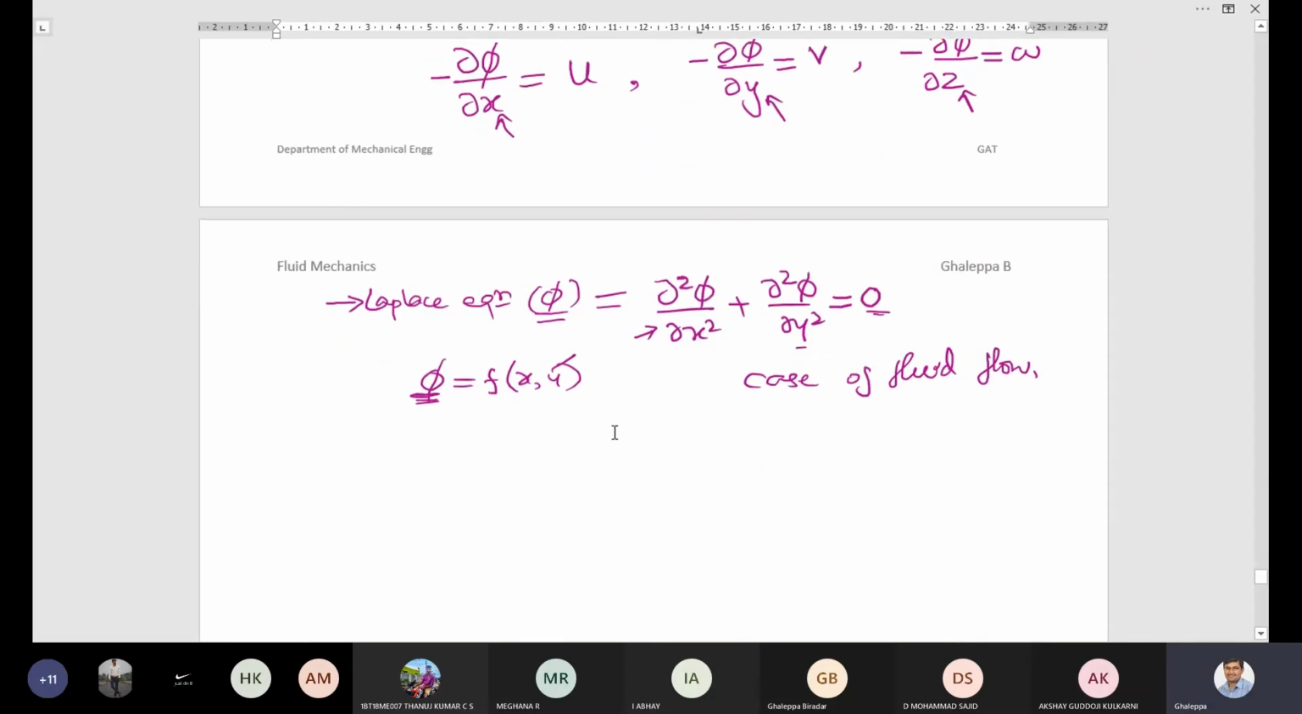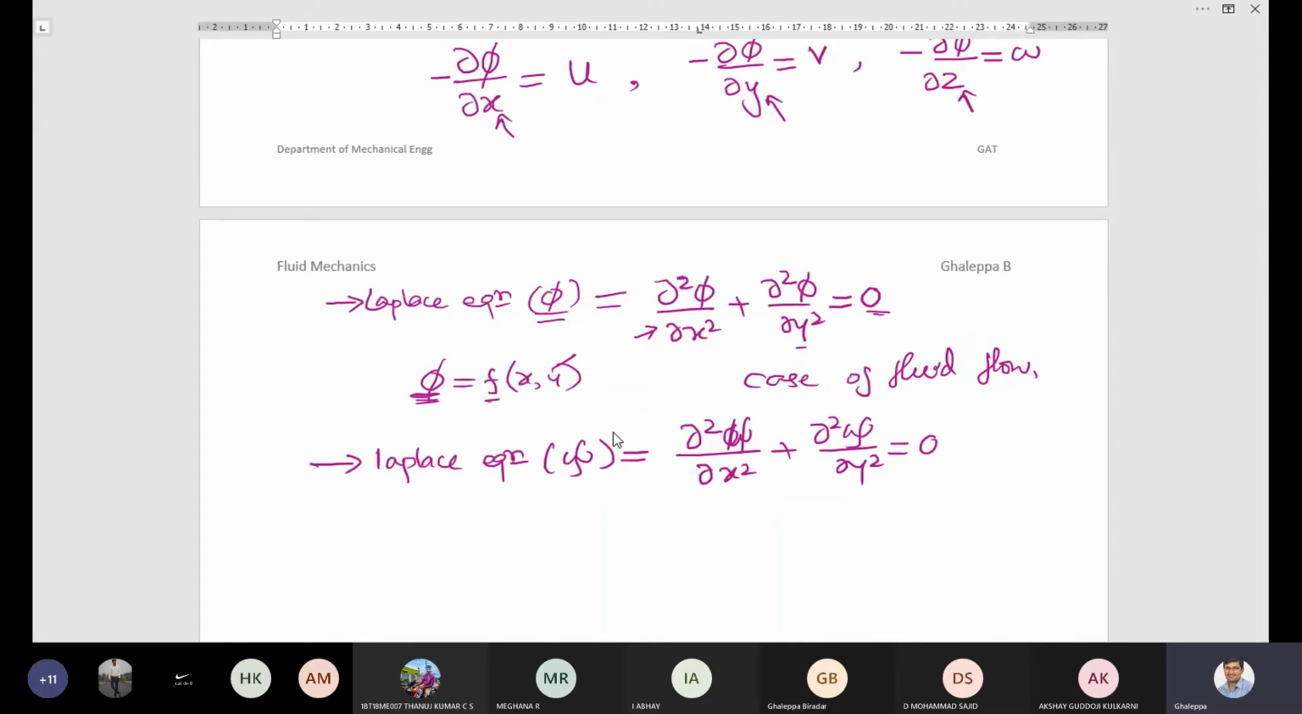Similarly, the Laplace equation for stream function psi is dou square psi divided by dou x square plus dou square psi divided by dou y square is equal to 0. Again, the same fundamental concept you apply here. If the function psi, after taking the derivative in both x and y direction, is equal to 0, then it is a possible case of fluid flow.